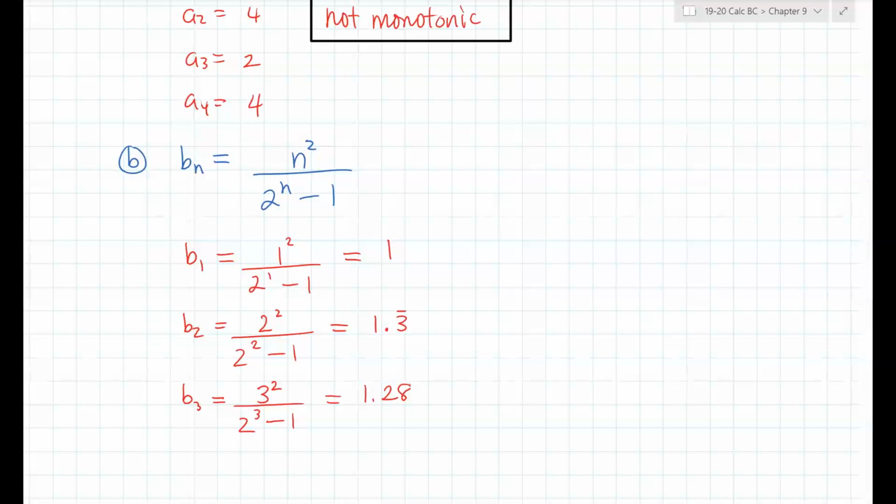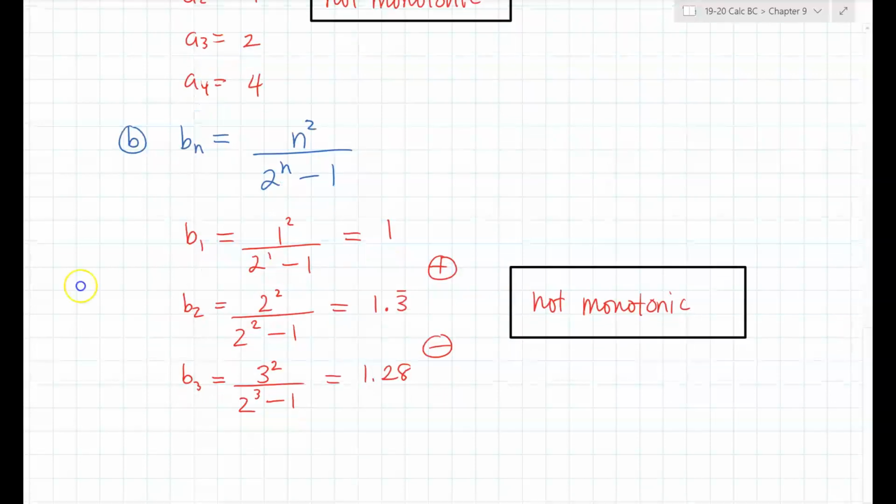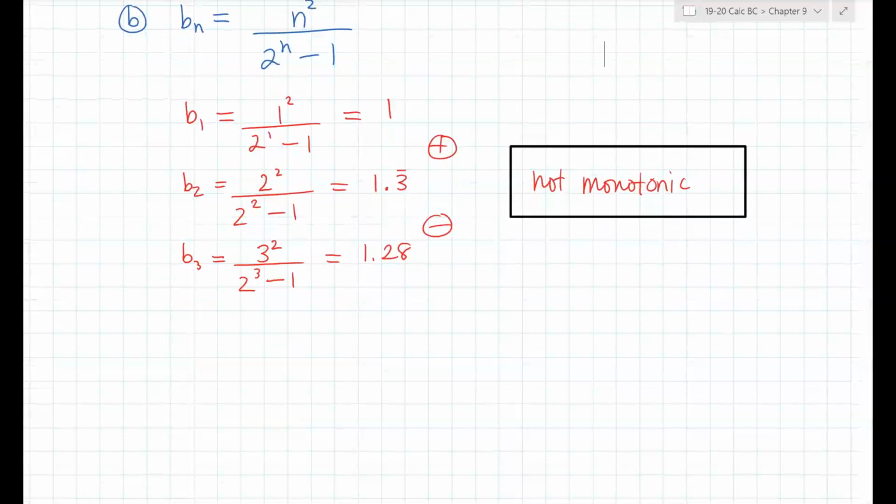So what do you see? It's not monotonic. It increases and then it decreases, so it goes up a little and then down a little. These are the best ones to get because there's no proof that you have to do. You just say, look, the numbers don't do what they need to do. This is not monotonic. So obviously this last one has to be monotonic and we're going to have to prove it.